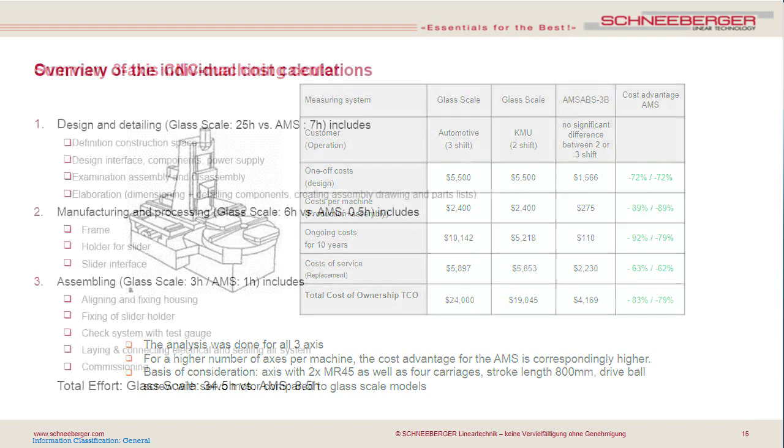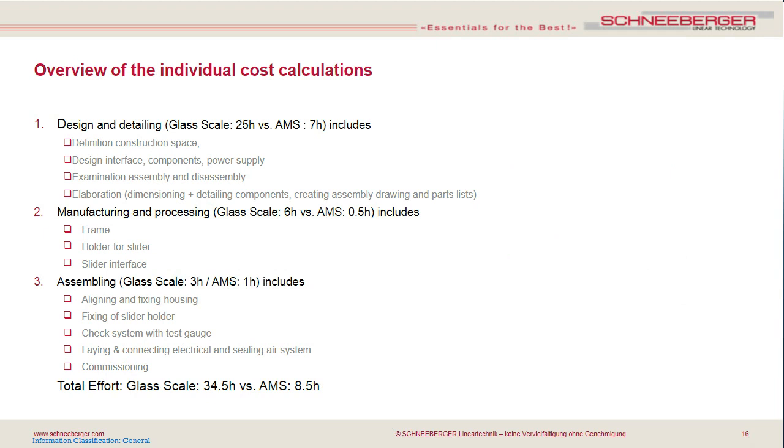Overview of the individual cost calculations. Design and detailing: glass scale 25 hours versus AMS, which takes only 7 hours. This includes definition, construction space, design, interface, components, power supply, examination, assembly and disassembly, elaboration, dimensioning, detailing components, creating assembly drawing and parts list.